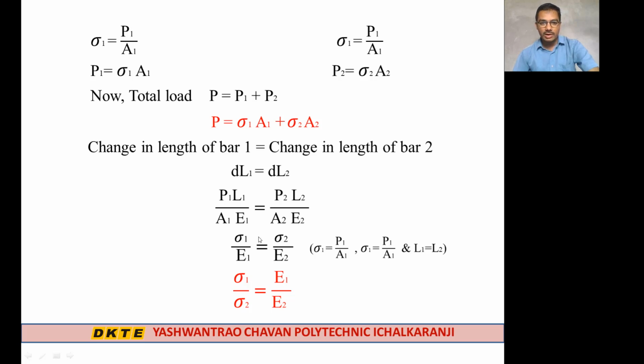Put the value of P1 upon A1 equal to sigma 1 and P2 upon A2 equal to sigma 2, and we will get the equation sigma 1 upon E1 is equal to sigma 2 upon E2. Again it is written as sigma 1 by sigma 2 is equal to E1 by E2. This is our final equation.